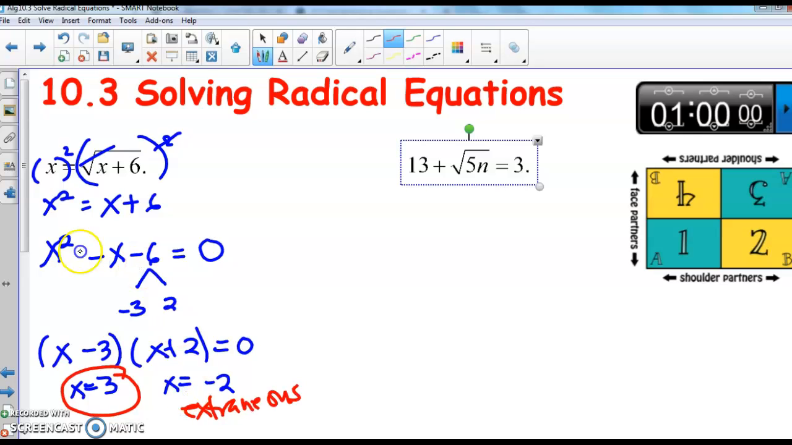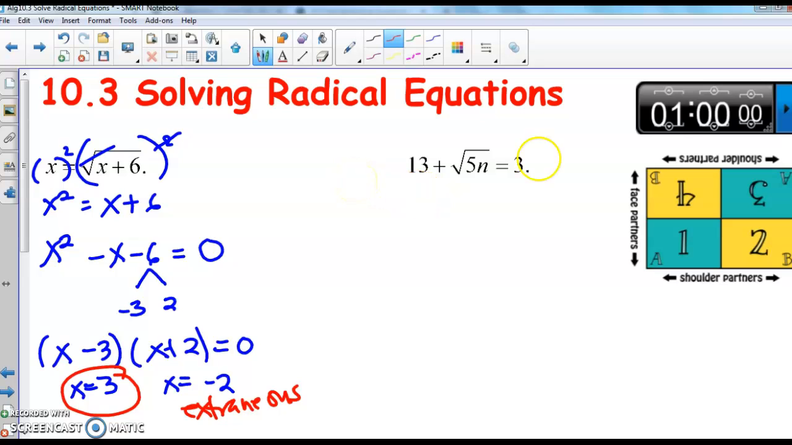Why is it extraneous again? Because when you substitute it here, square root of negative 2 plus 6, that's square root of 4, and the square root of 4 is positive 2. So positive 2 is not equal to negative 2. Next.